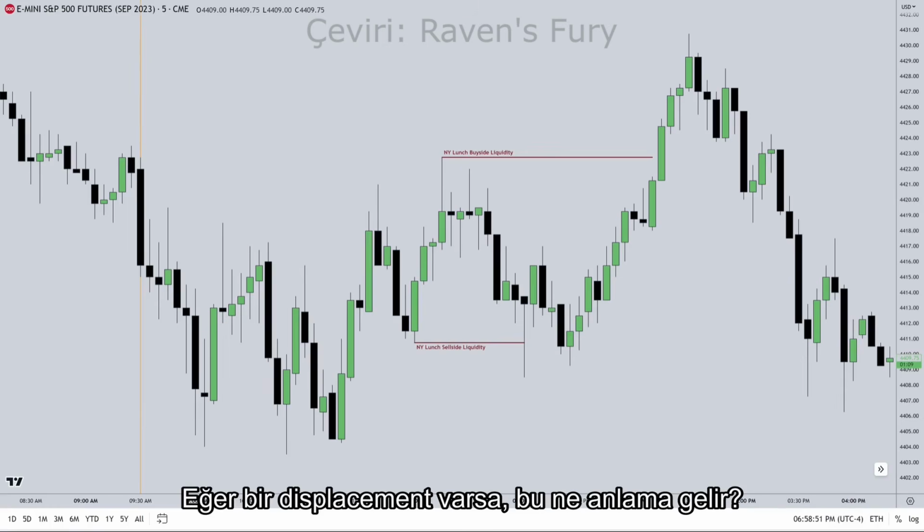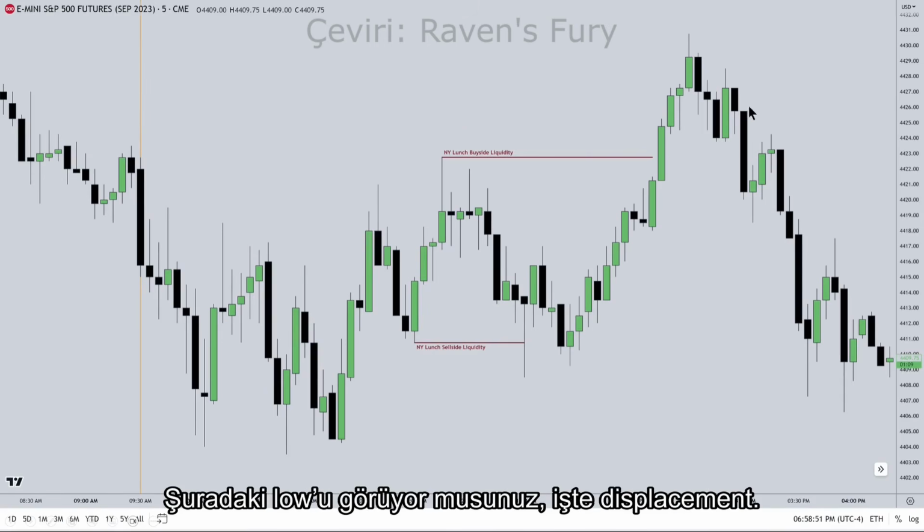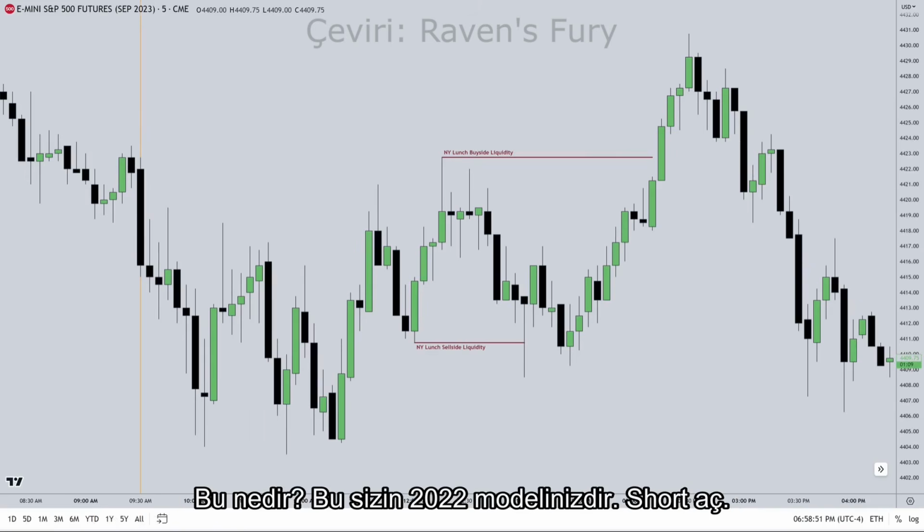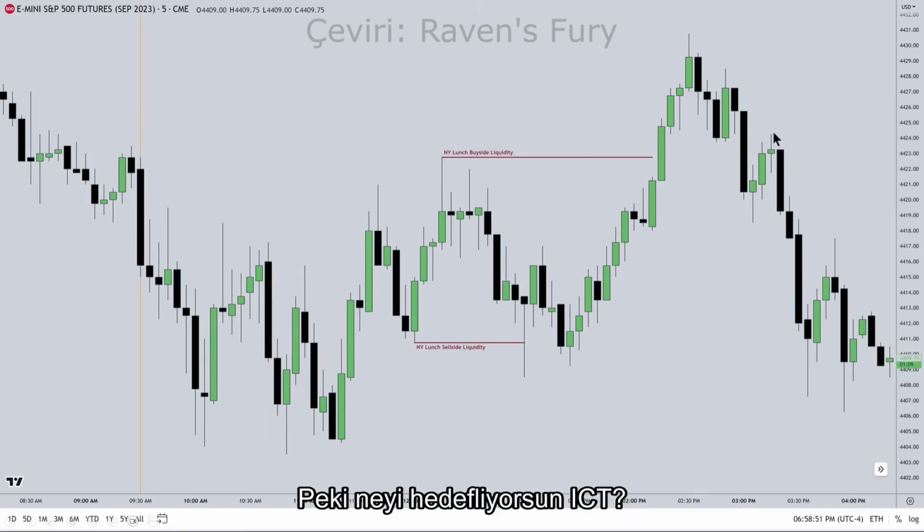If there's a displacement, what does that mean? See that low right here? Displacement. What does it leave? This candle's high and that candle's low. What is that? That's your 2022 model. Sell short. Aim for what, ICT? The New York lunch low.